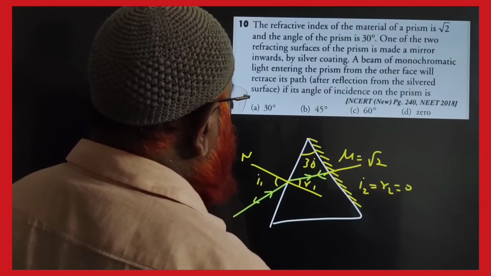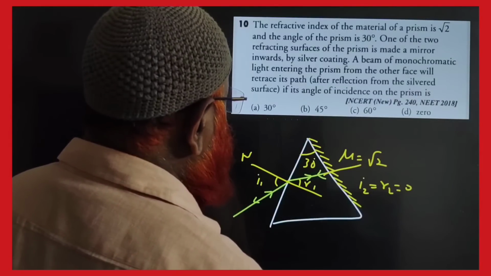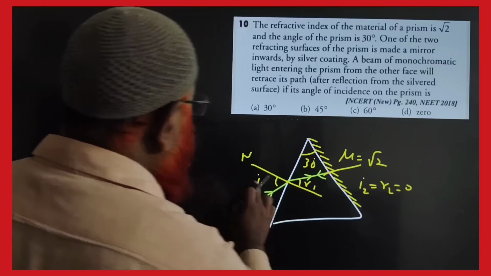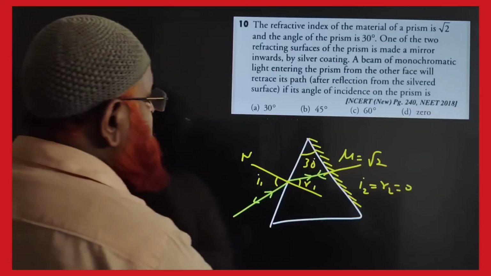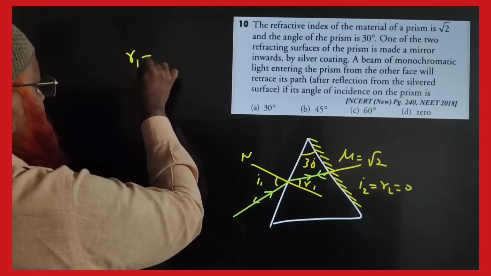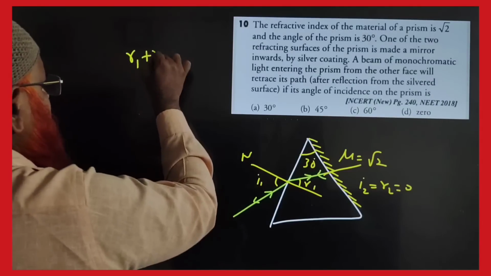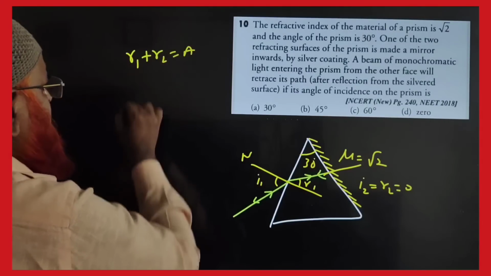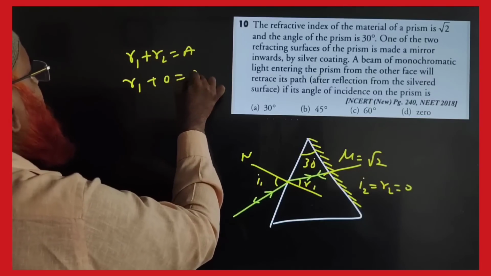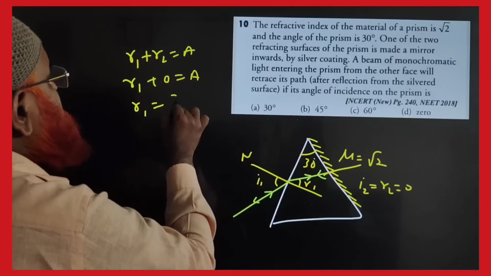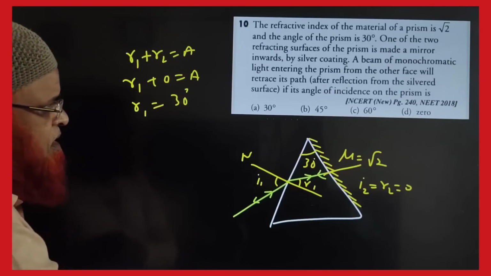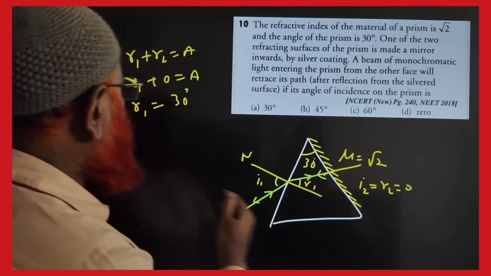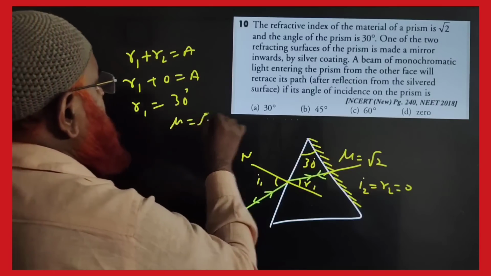What else is the data given? Okay, that's it. So what is it asking? Find the angle of incidence. I1 is what we have to find out. What is the answer here? Let us see. First, the main formula for the prism is R1 plus R2 is equal to A, no? So R1 plus 0 is equal to A. That means R1 is equal to A, which is 30 degrees. Understood? The refractive index is also given, root 2, in the problem itself.